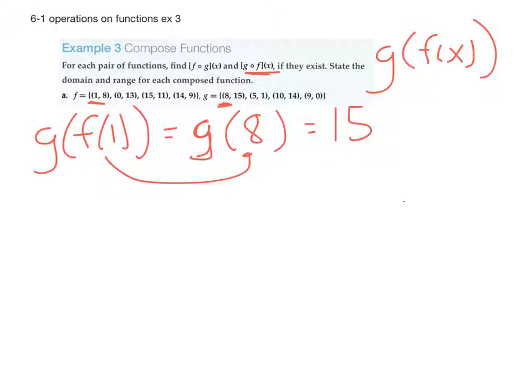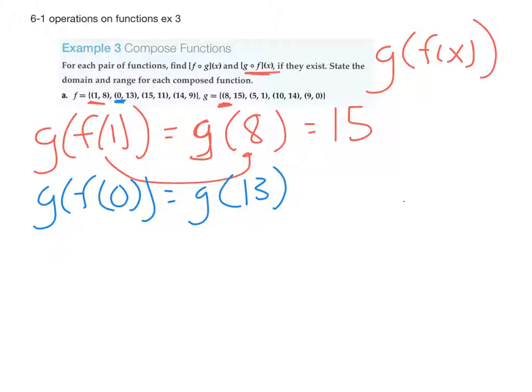Now I'm going to do the next one, g of f. The next x is 0, so I'm going to put 0. And that gives us 13, so g of 13. And if we look over here, there's no 13. Since there's no 13, this is not defined, which means there's no answer.